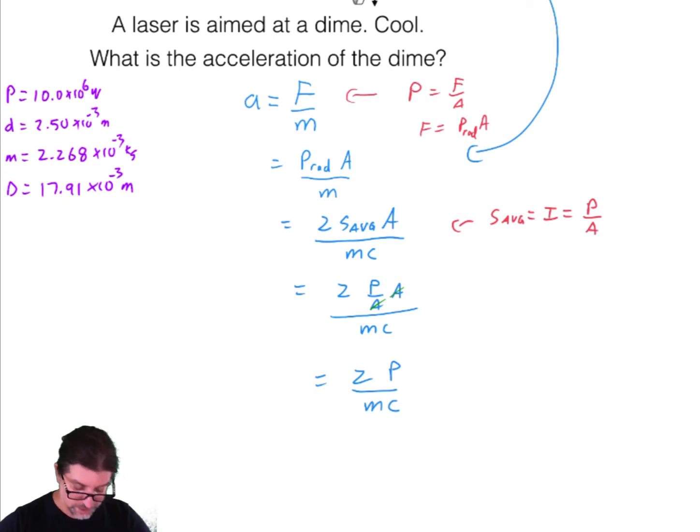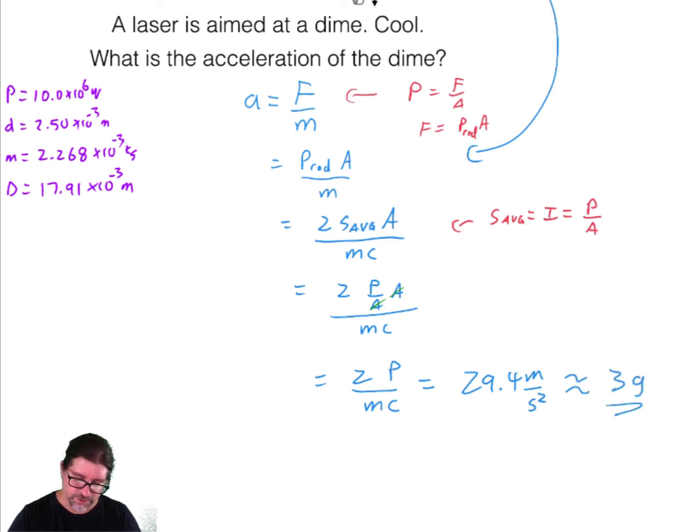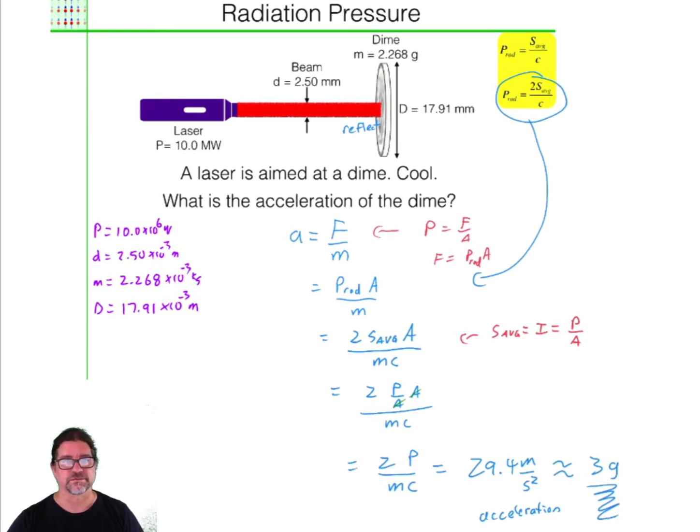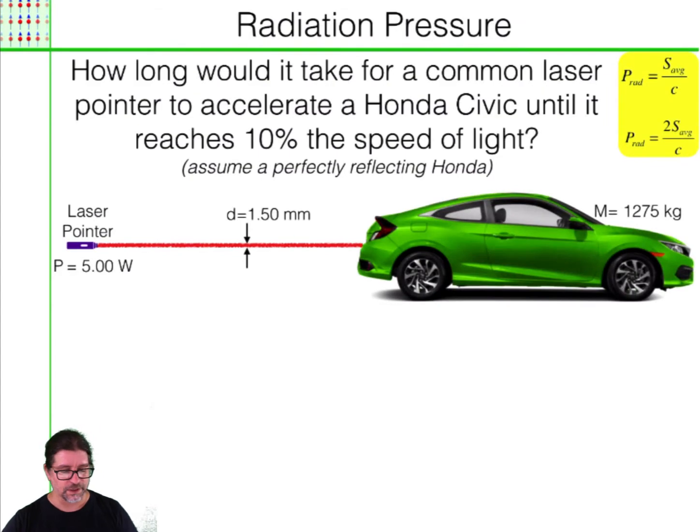And what do we get when I do that? I get approximately 29.4 meters per second squared, which is approximately 3 times the acceleration due to gravity. So the dime will start to accelerate, assuming that the dime doesn't melt because it's reflecting everything. But that's kind of a cool calculation. What's next?